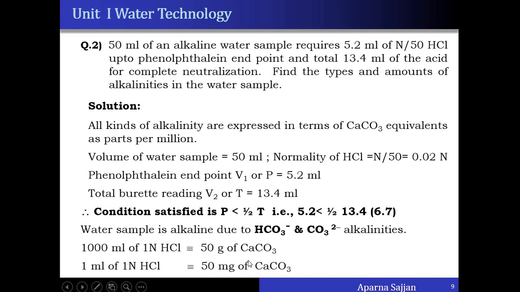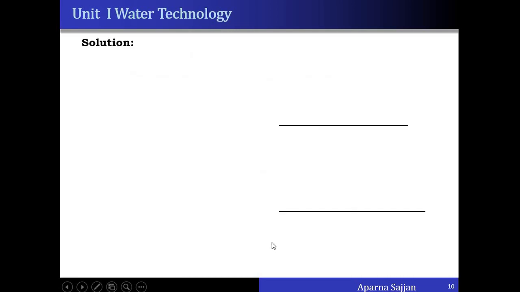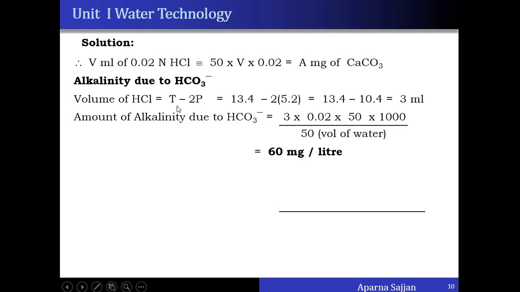And again, using the standard equation, we have to do the further calculations. Alkalinity due to bicarbonate: for that, we have to calculate the volume of HCl. T minus 2P is the formula used. And after solving this, we get 3 ml of acid. That means 3 ml of acid, HCl, was used for neutralizing bicarbonate alkalinity.